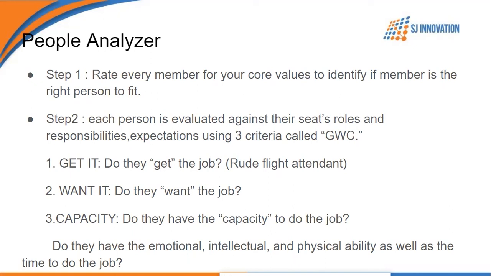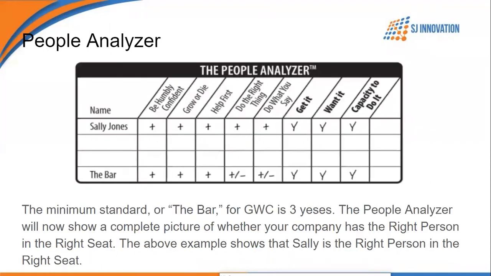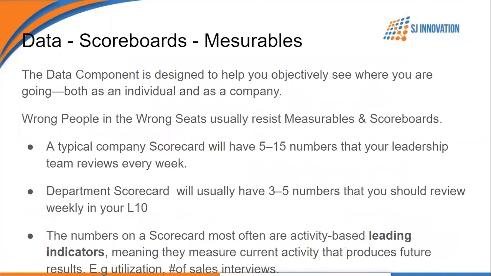The last one which I will discuss, the current third activity, which we have started, is the scorecard, right? The data component, the last one. The data component is designed to help you objectively see where you are going, both as an individual and as a company. Wrong people in the wrong seat usually resist measurables or a scorecard. Remember, something which gets measured will get done. Something which doesn't get measured may get done maybe one or two times out of 10, but at least eight of the times it will fail, or you will not be able to achieve the purpose.